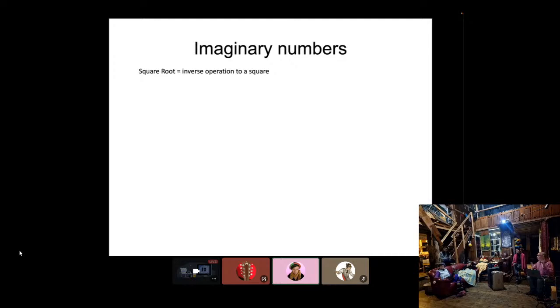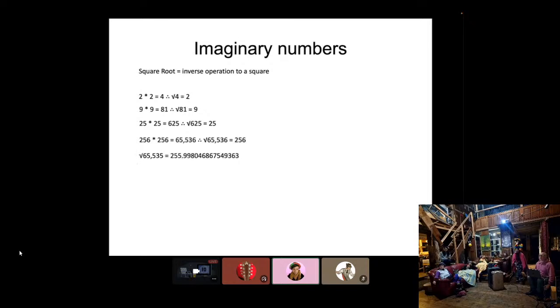Okay, so first of all, square root. We all know what a square root is. It's the inverse operation to a square of numbers. So if you've got 2 times 2 equals 4, therefore the square root of 4 is 2. And again, 9 nines are 81, so the square root of 81 is 9. 256 squared is 65,536, a number that computer people obviously memorise by heart. And obviously the square root of 65,535 is actually not a whole number, but has loads of digits after the decimal point.